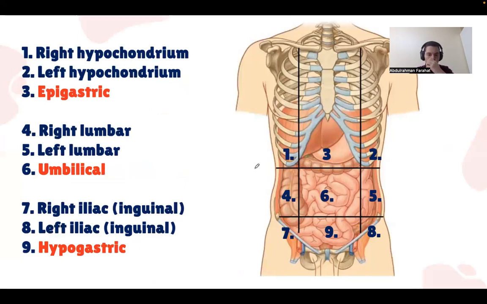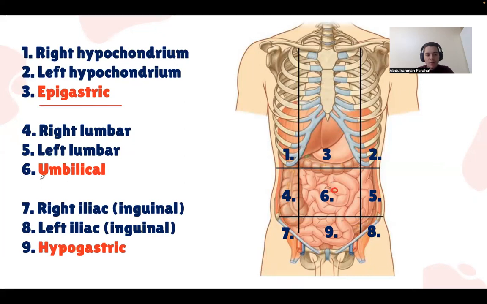And so these 9 regions are also important because they're reported especially for referred pain, which we'll speak about in a second. So for now, you could see 1 is the right hypochondrium, 2 would be the left hypochondrium, and 3 is in the middle. That's the epigastric region. Also with 4, that's the right lumbar, 5, left lumbar, and 6 is the umbilicus. So if there is skin over here, you'd find an umbilicus lying somewhere here. And then 7, you'd have right iliac, 8, you'd have left iliac, and finally 9 is the hypogastric.